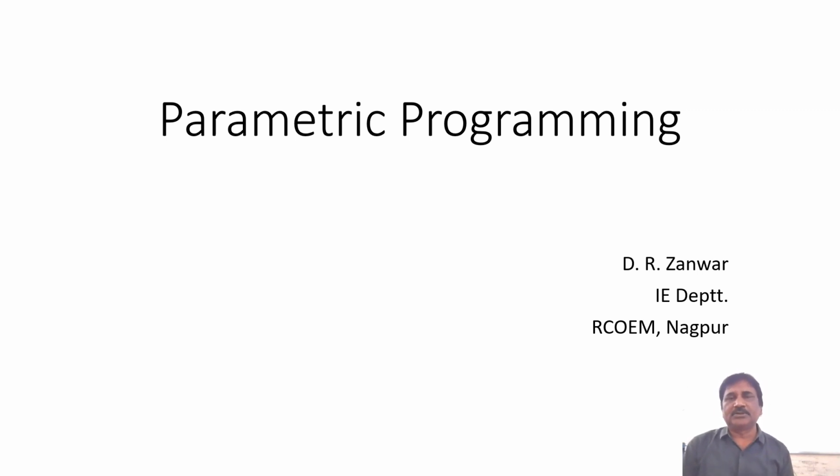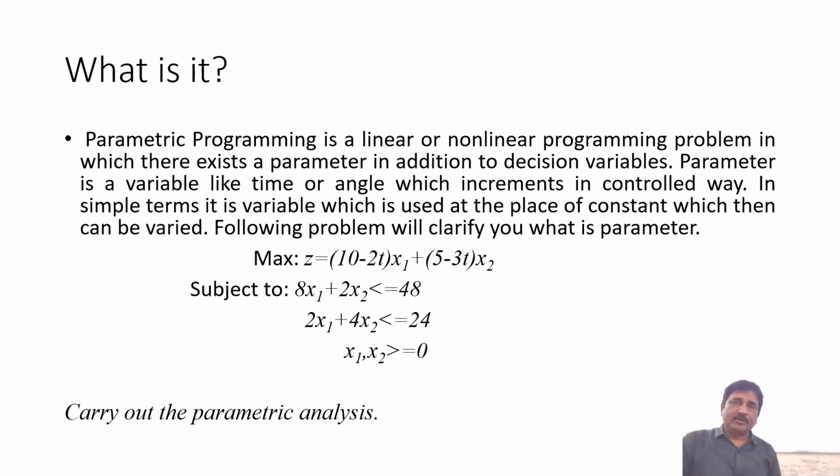If you are unable to recall some of the concepts, we will try to recall them at the time when we come across that point, right? So what is parametric programming? Parametric programming is a linear or non-linear programming problem in which there exists a parameter in addition to a decision variable. Parameter is a variable like time or angle which increments in a controlled way.